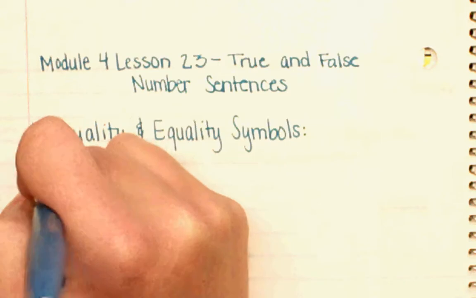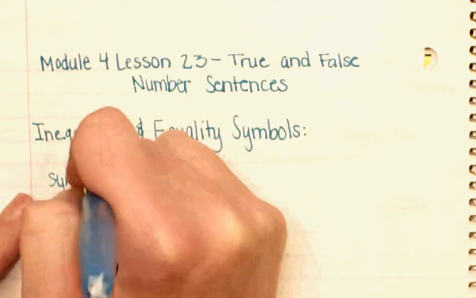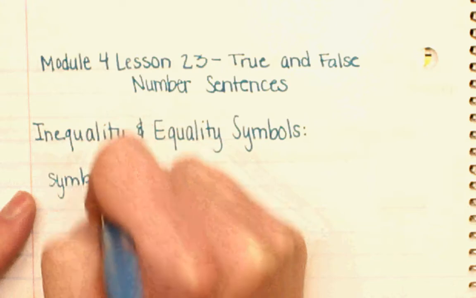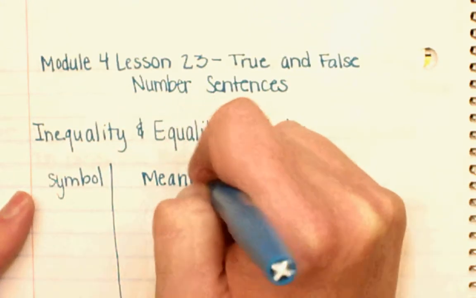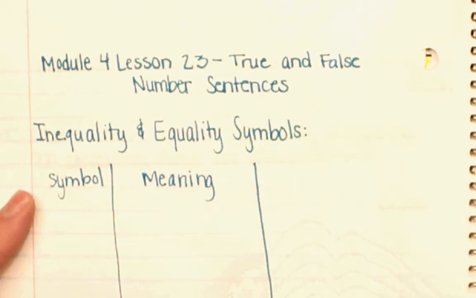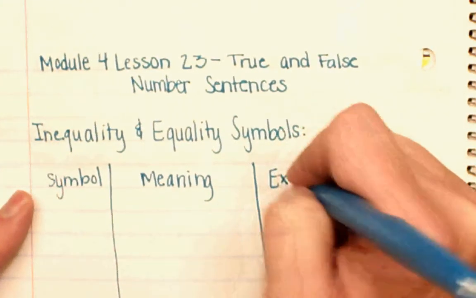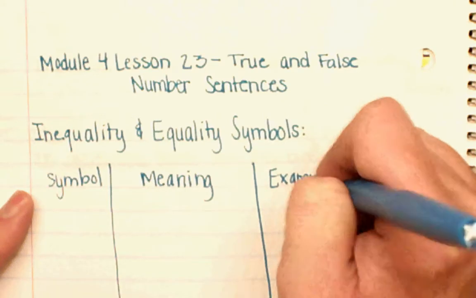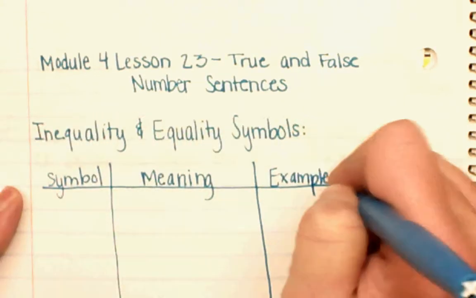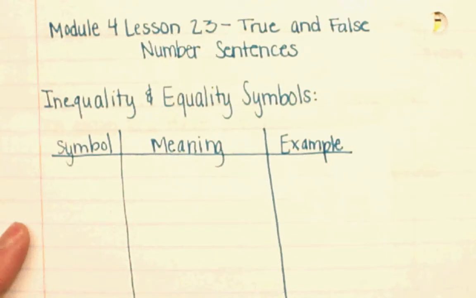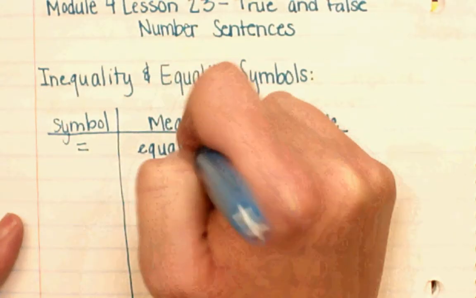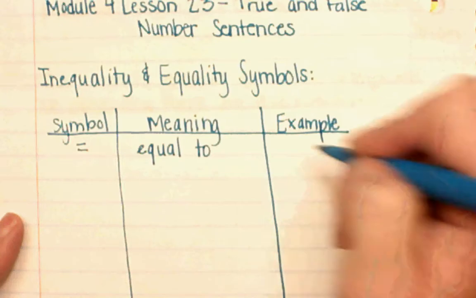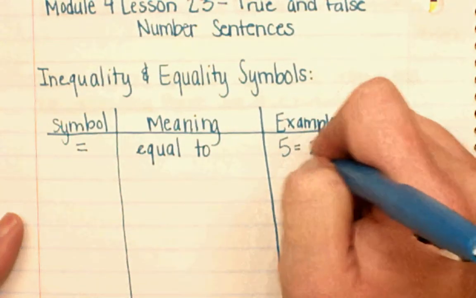We're going to do kind of like a T-chart, but we're going to add a column to it. You're going to have symbol, meaning, and then the example. Okay. Here's our first symbol. That means, very simply, equal to. Example would be 5 is equal to 2 plus 3.